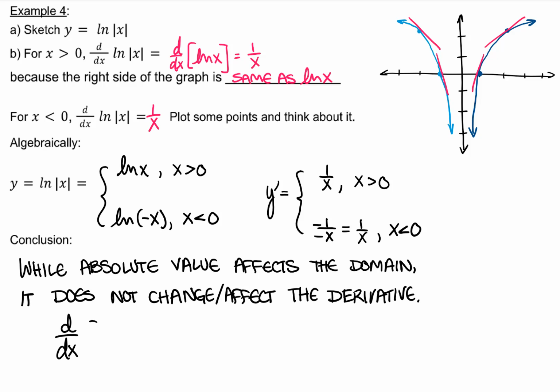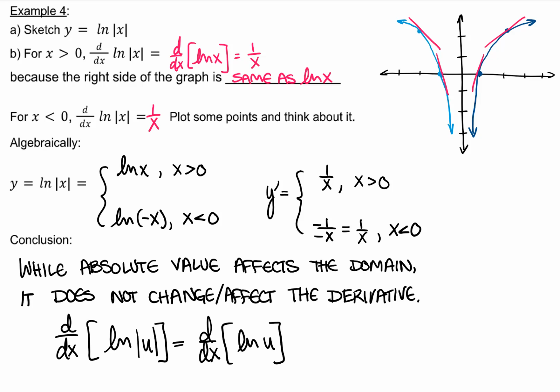The derivative of natural log of absolute value u is equal to the derivative of natural log of u.